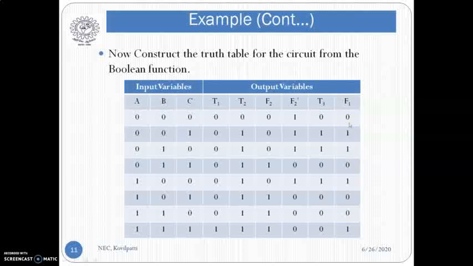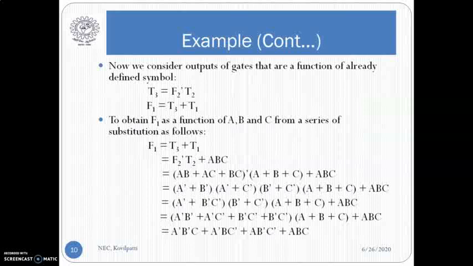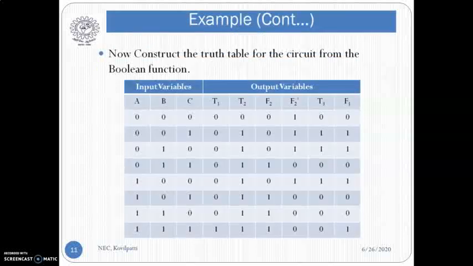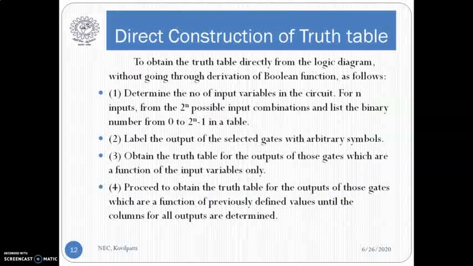combinational logic circuits. Similarly, we can also construct the truth table directly from the given diagram. So, to directly derive the truth table, and from the truth table you can also obtain the Boolean expression for the output functions. So the method is like that. Without deriving the Boolean function directly, we first construct the truth table from the given logic diagram.